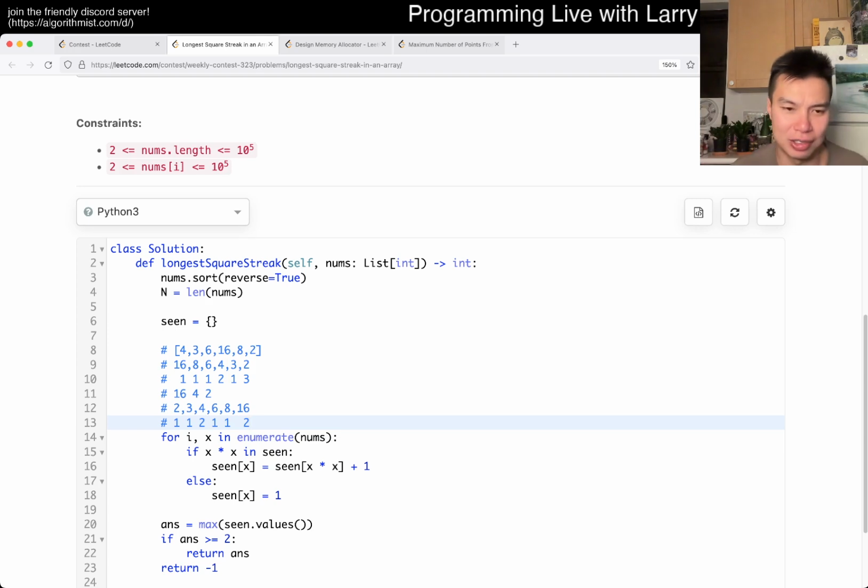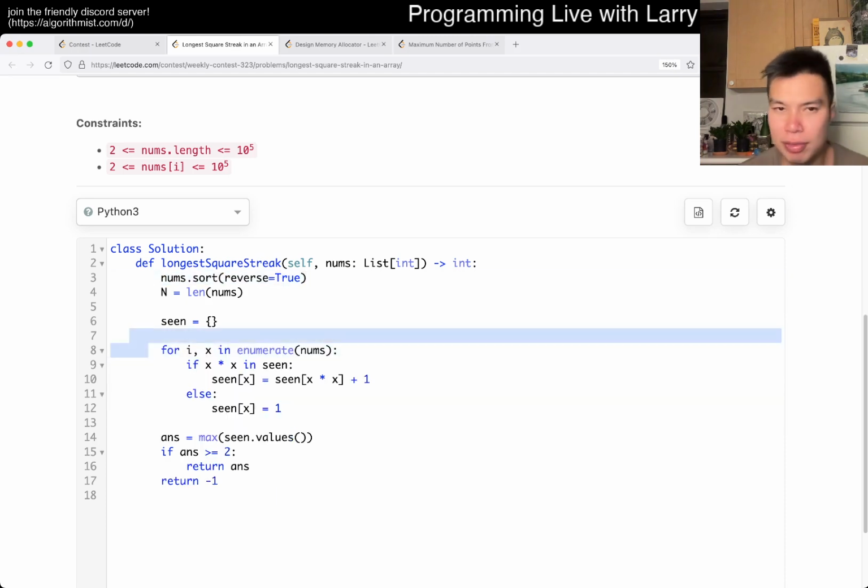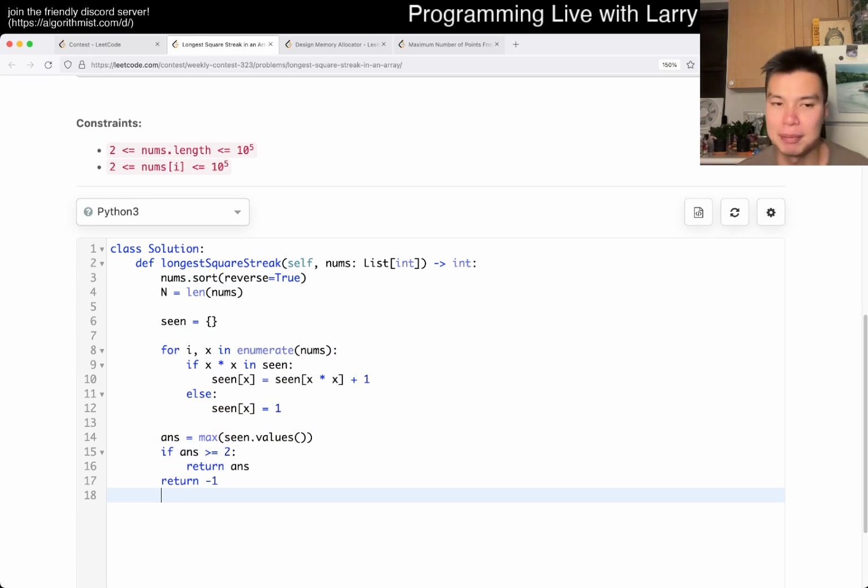This is 3. But the reason why I did it in reverse is because it's easier to do x times x versus the square root and checking that it is an int and stuff like that. So that's why I did it this way. Because of the sorting, this is O(n log n), but everything else is O(n), and O(n) space, for straightforward reasons.